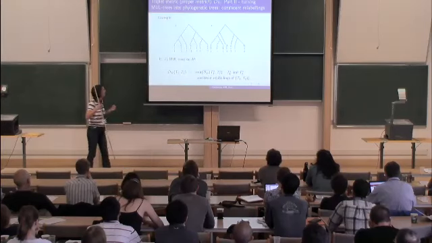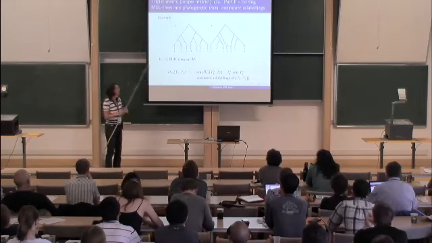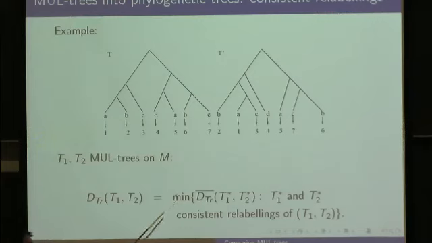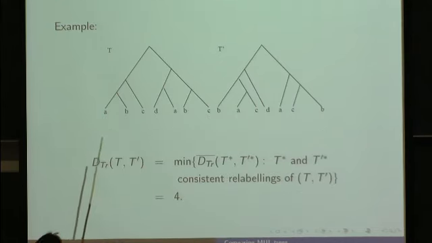So in other words, we have to look at all what's called a consistent relabeling between this tree and that tree, and then just take the minimum of the triplet distance of these two trees, where T1 star is a consistent relabeling of T1, and T2 star is a consistent relabeling of my T2. So I look at all of them and then look at the minimum number. Now for my example, if I look at the triplet distance, then for these two trees, I get 4.